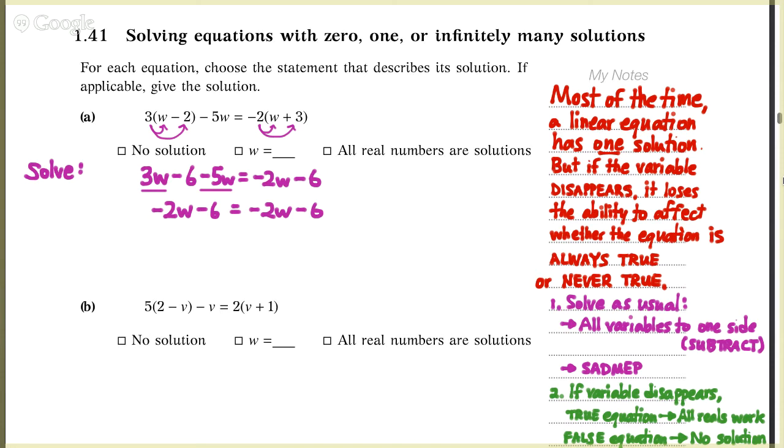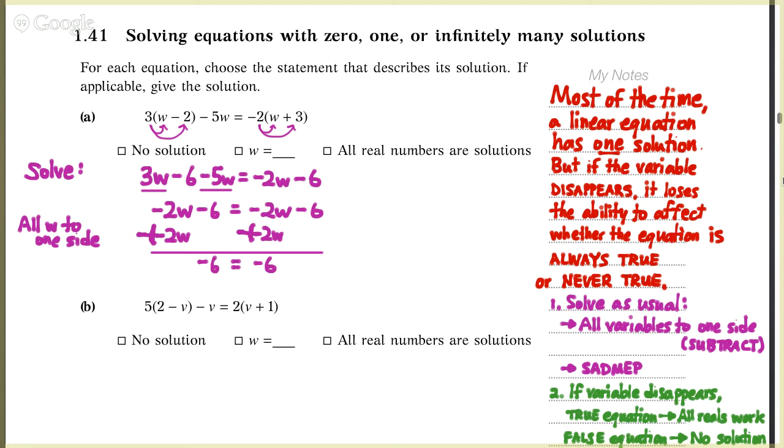So what's going to happen? Well, rather than worrying about that, let's just go back to our strategy. Let's get all variables to one side of this equation. Again, always by subtracting. So I'm going to focus on that negative 2w on the right-hand side of this equation and try moving it to the left by subtracting negative 2w. That's the same, of course, as adding positive 2w.